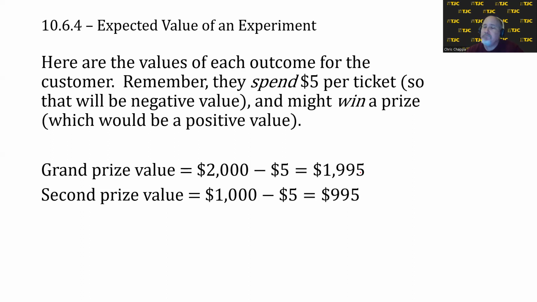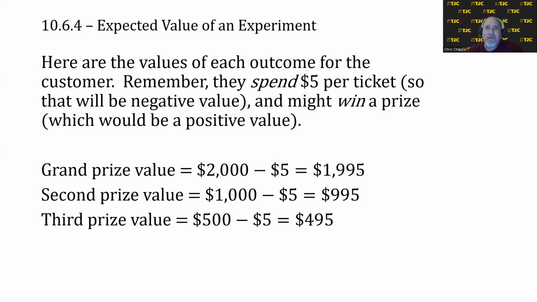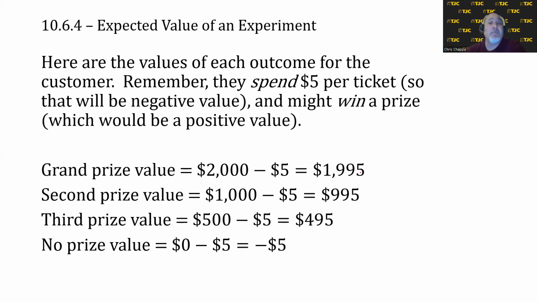Second prize value, they won 1,000, but they spent $5 to win it. So the value there is $995. Third prize value, they win 500, but spent $5 to win it. So the value there is $495. What's the value if they lose? Well, how much do they win? And how much do they spend? No prize value. They win nothing, but they spent $5 for the opportunity. And so that's a negative value for the customer. It's negative when you buy a ticket and don't win. You lost the money. Charity won the money.